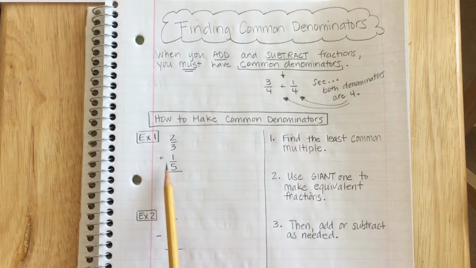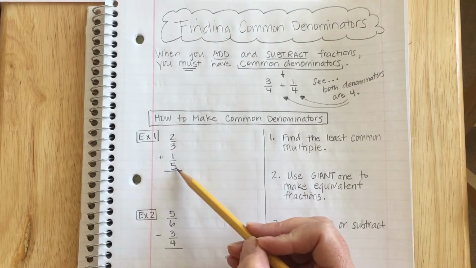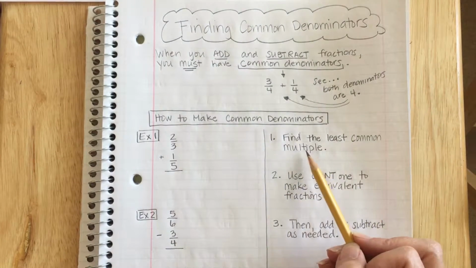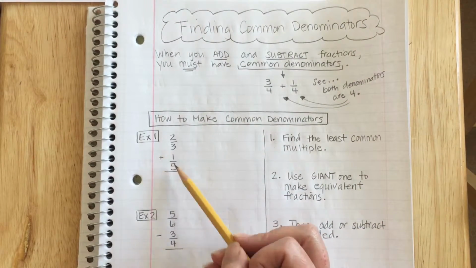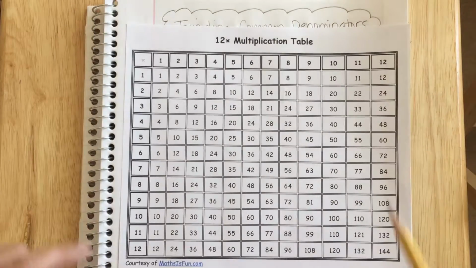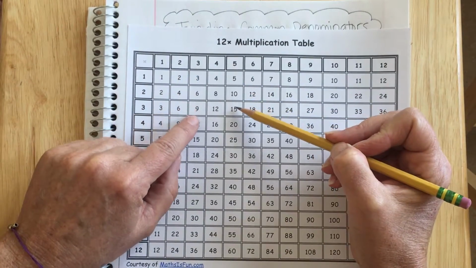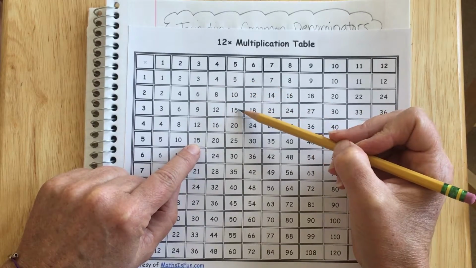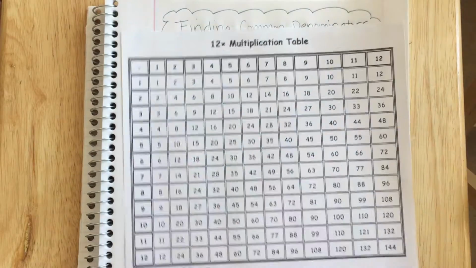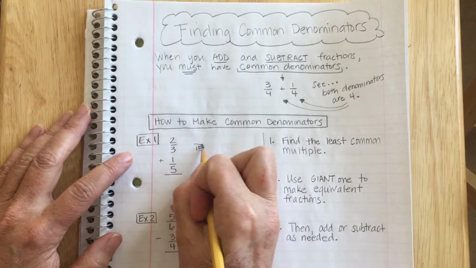I've got 2/3 plus 1/5. Notice that I do not have common denominators. So the first thing I need to do is find the least common multiple. What that means is I need to find the number that both 3 and 5 go into. And if you struggle with that, take your multiplication board. We've got 3 and we've got 5, and I'm going to look for a number that they both go into. Oh, I know 5 goes into 15 and 3 goes into 15, so that is our least common multiple. So I'm going to go ahead and write our least common multiple.